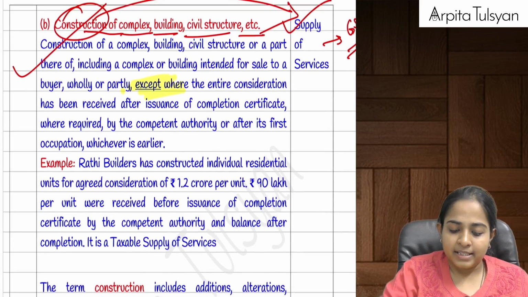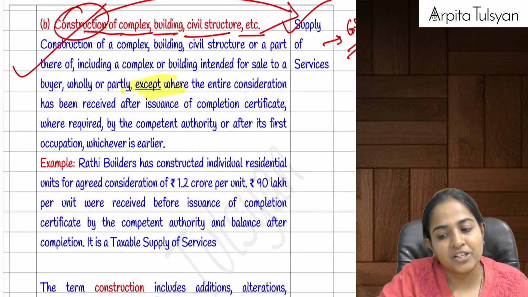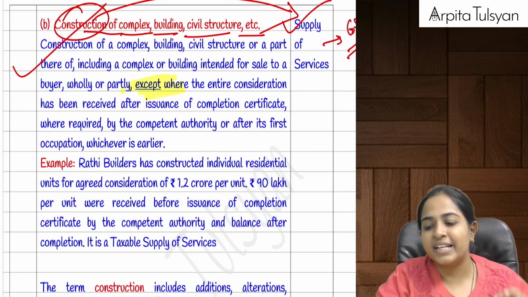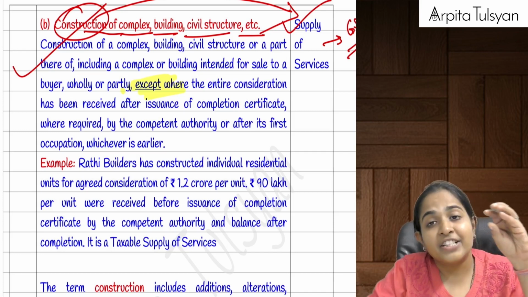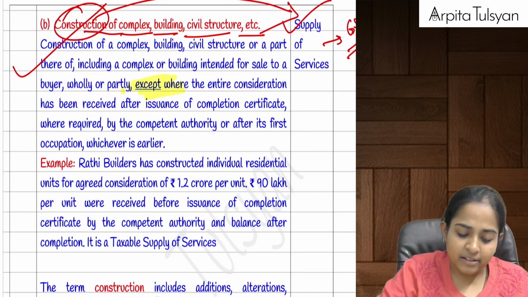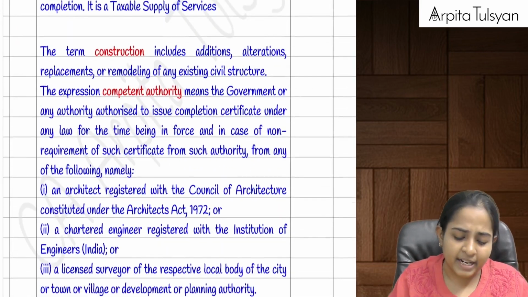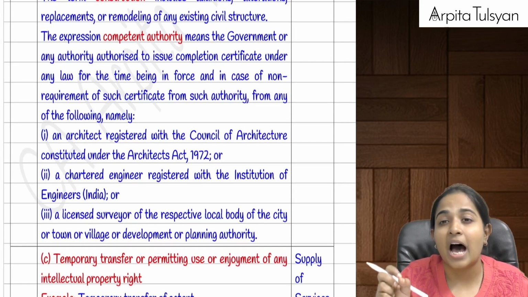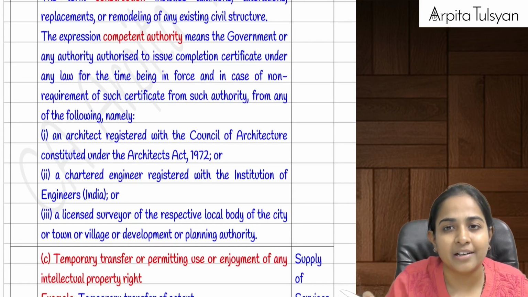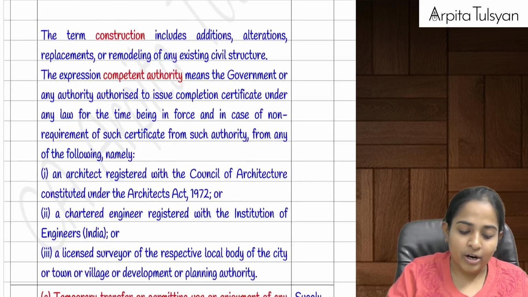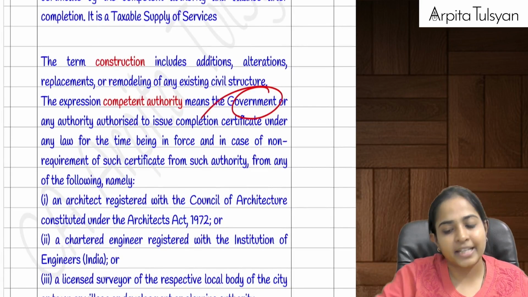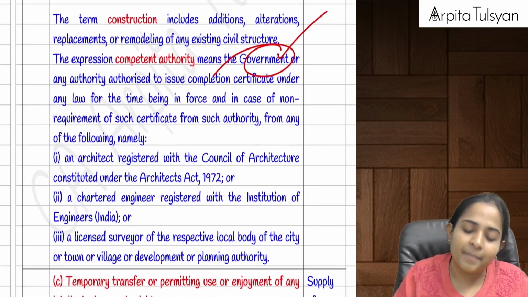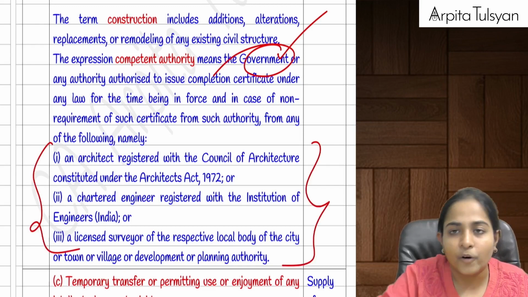Yes. Now, this completion certificate is issued by whom? This completion certificate is normally issued by the competent authority. Competent authority is any authority or any government which is authorized to issue this completion certificate. And when it is not mandatory to take it from the government, then this completion certificate can be given by a certified or registered architect, a chartered engineer or a licensed surveyor. If the government is required to give it in a particular state, then the CC has to be given only by the government. But if it is not mandatory, then it can be given by any of these persons.